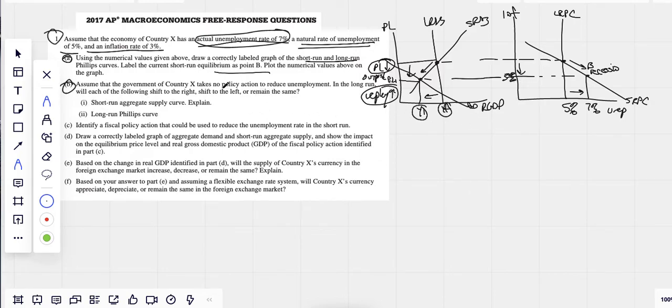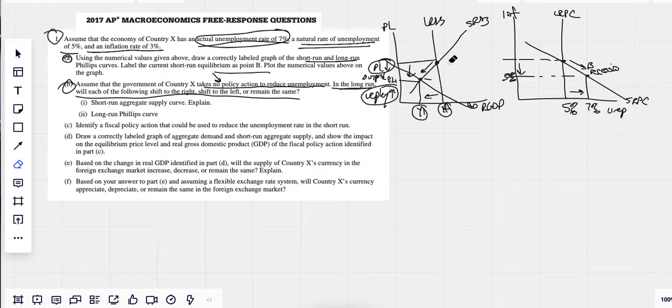Assume that the government of country X takes no policy action to reduce unemployment. In the long run, will each of the following shift to the right, shift to the left, or remain the same? Understand this is a classical view question. As soon as we saw no policy action taken, and we saw in the long run, we need to recognize, and that's why I drew this graph, because this is what we need to see to understand what's going on with our aggregate supply curve.